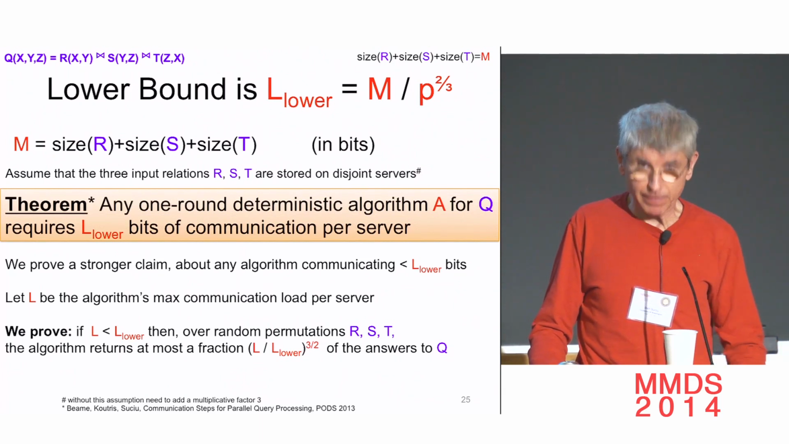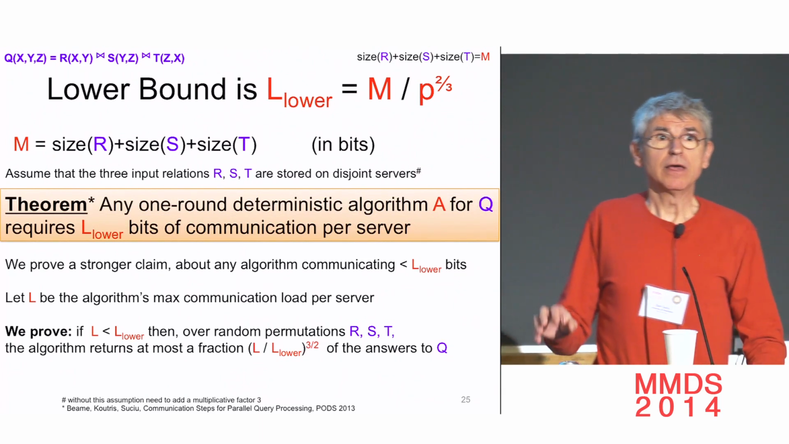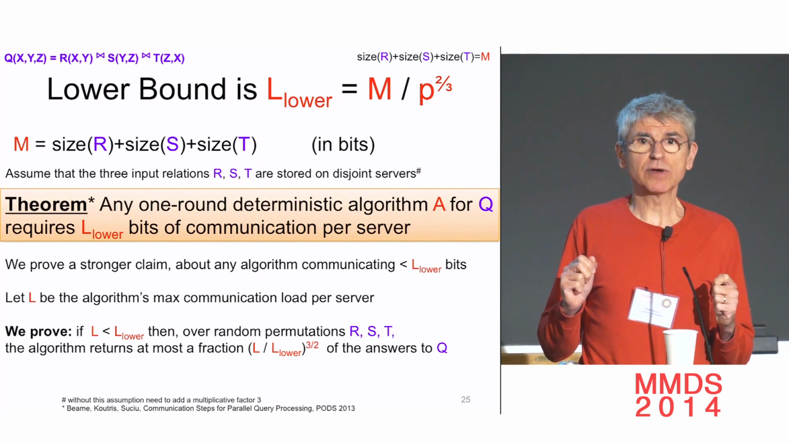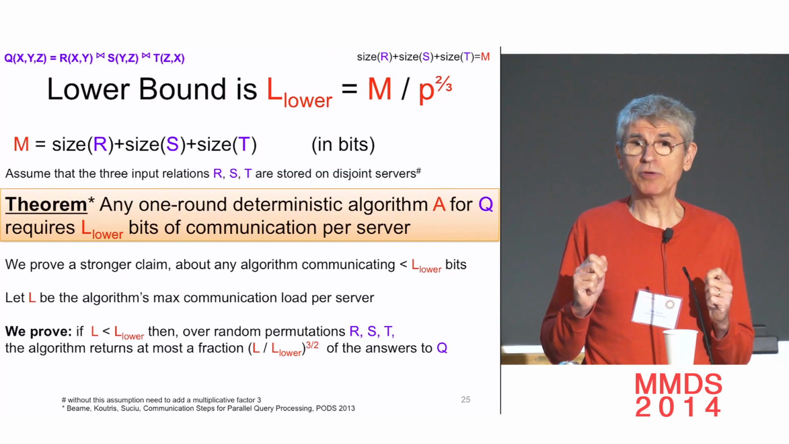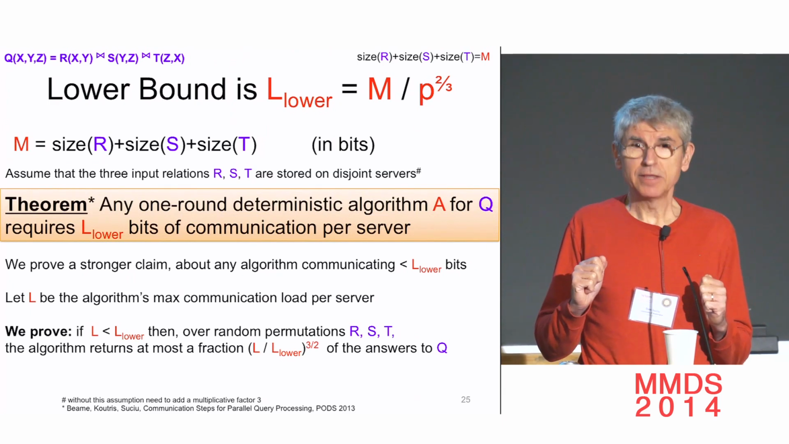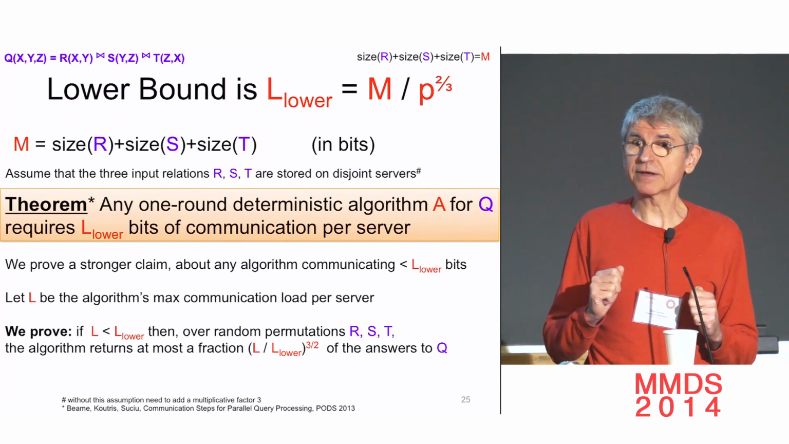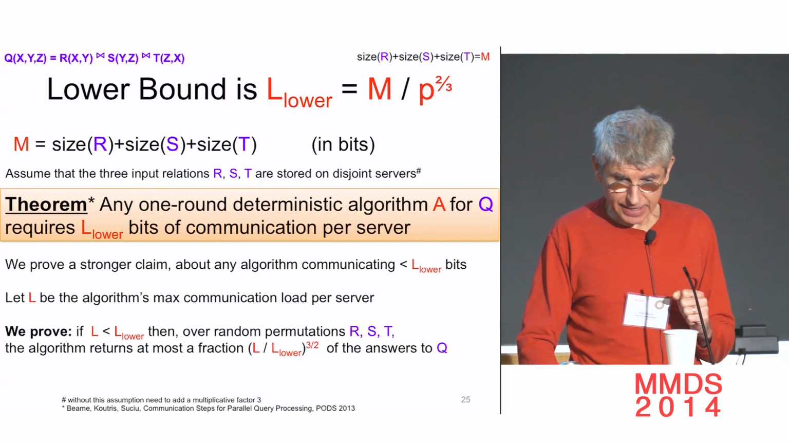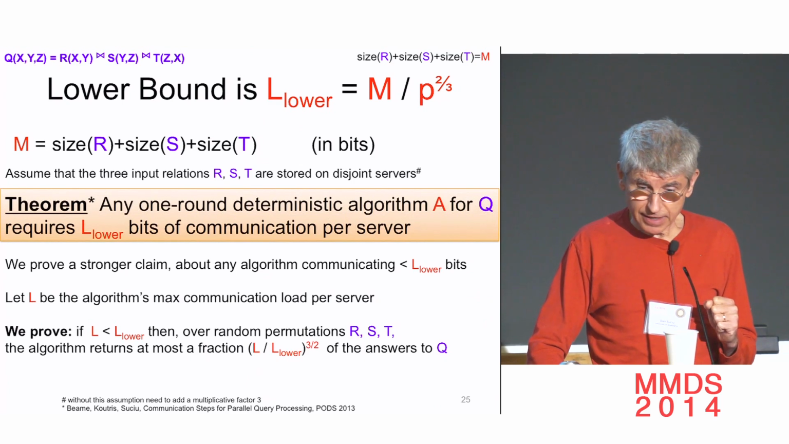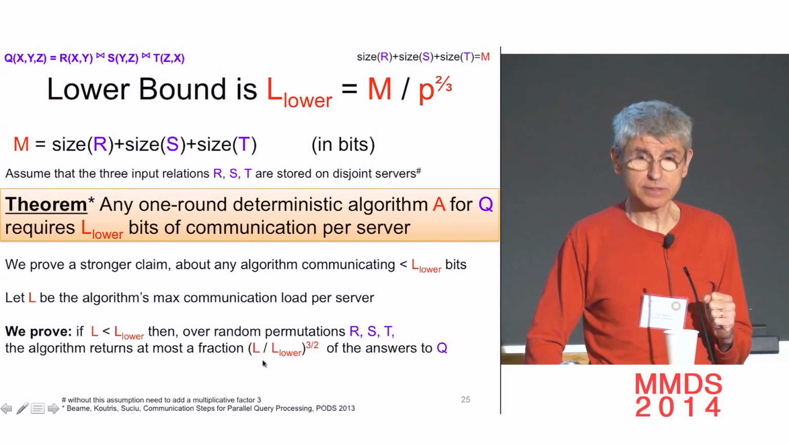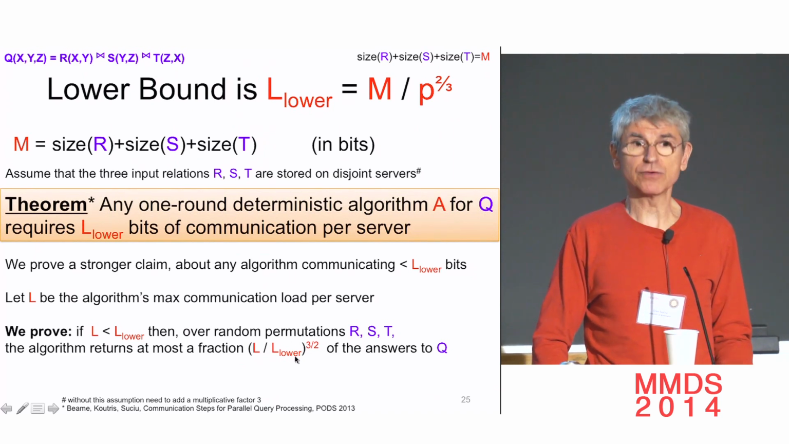Okay, we actually prove something stronger. We prove the following, that if you insist on running an algorithm that has a strictly lower communication load, then that algorithm is not capable of reporting all the answers. In fact, we characterize exactly how many answers that algorithm can retrieve. Namely, it is a ratio between its load and this lower bound to the power 3/2.